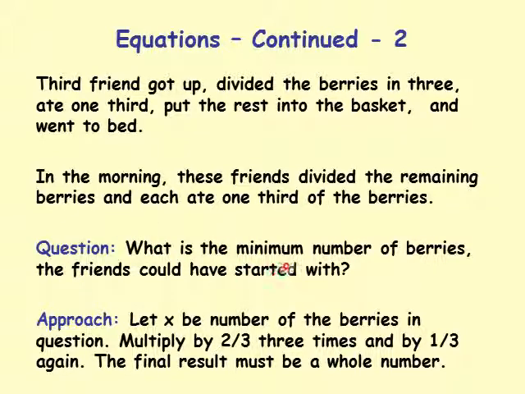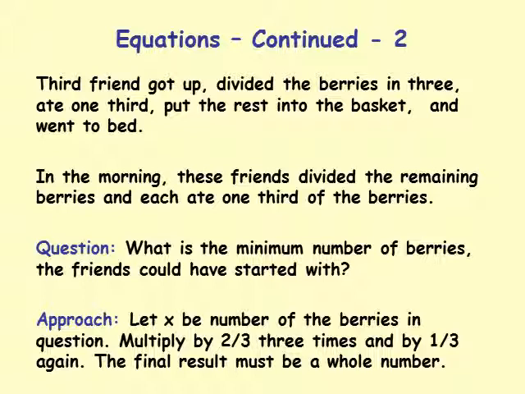The knowns are that the number of berries was a whole number to start with, and each one ate a whole number of berries, so the berries they all had in the morning were all whole number berries. They could only divide into wholes. They don't cut up the berries.